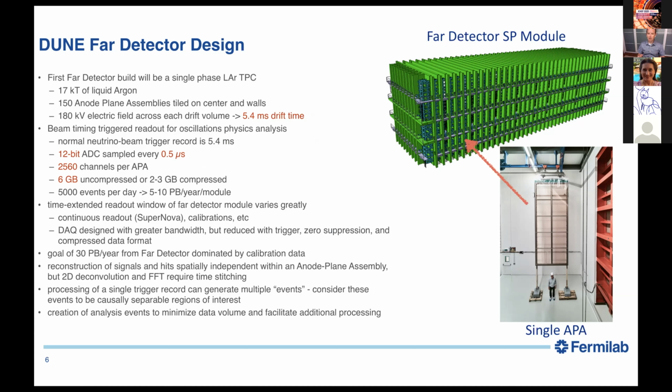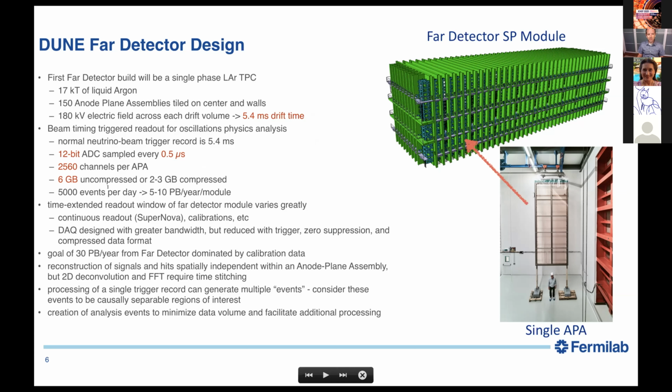So that is the maximum amount of time that it would take an electron, an ionized electron, to drift from the cathode to the anode. And that sets our readout time for our beam triggered events. As well, we've chosen a 12-bit ADC that is sampled every half a microsecond, 2,560 channels per APA. When you combine all of this together, you end up with a 6 gigabyte uncompressed event coming out of one of the far detector modules.